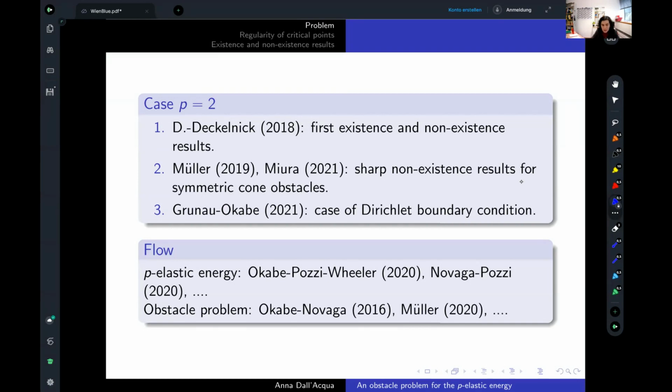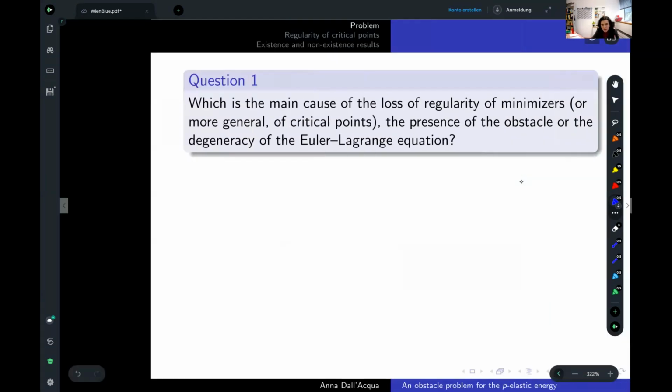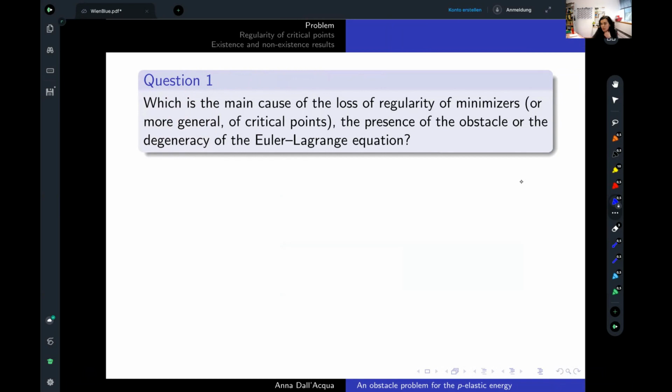There are some results for the flow of the p-elastic energy without the obstacle. And there are some results on the obstacle problem, but still a lot can be done there. So let me concentrate on the question that we are interested in. We have an obstacle problem, so we expect the minimizer will touch the obstacle. And we know that when we touch the obstacle, there will be loss of regularity.